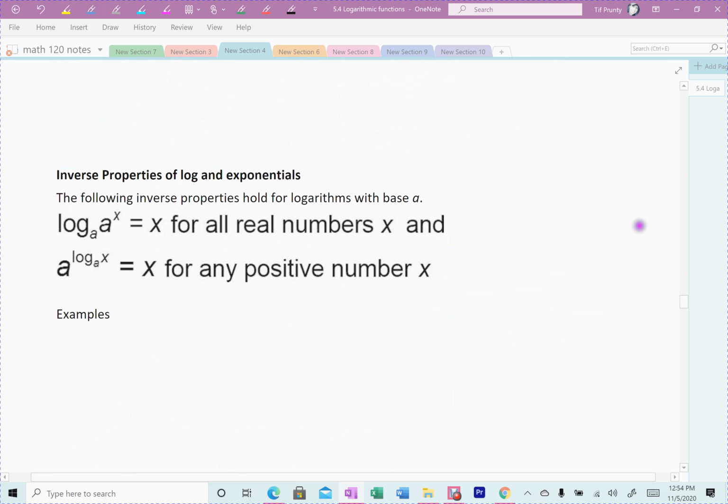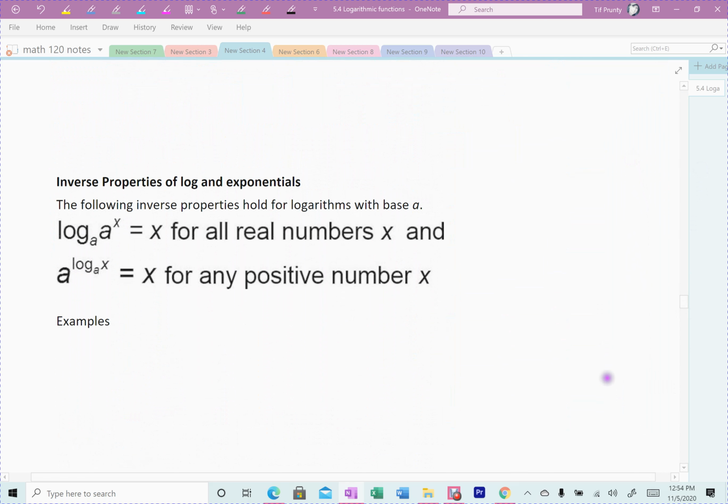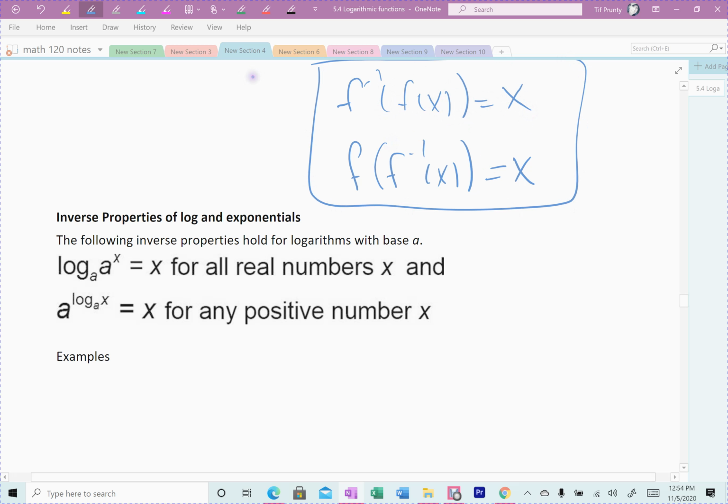Some important properties that come from the fact they're inverses. These are the inverse properties. This actually comes straight from the inverse. f of f inverse of x gives me out x, or the other way around, f inverse of f of x gives me x, right? That's the test for inverses. Well, I already know logs and exponentials are inverses because the way the log was created was to be the inverse of the exponential. And so we know these properties hold true.